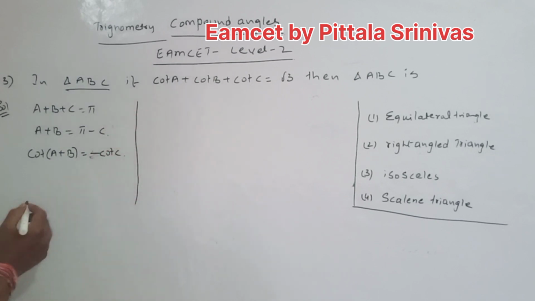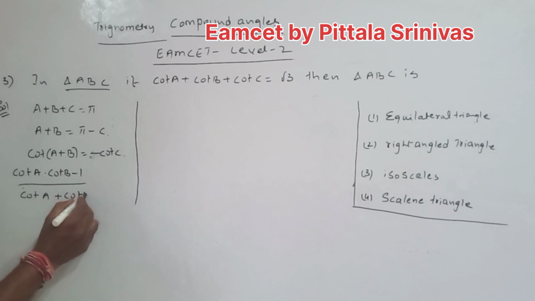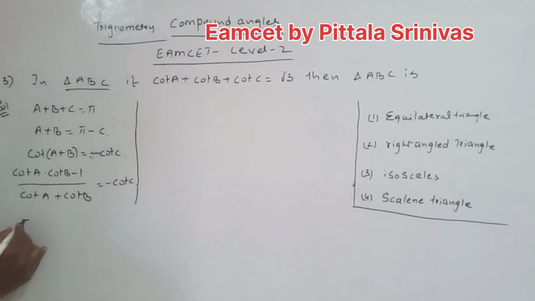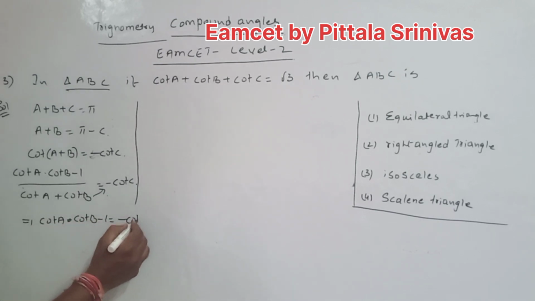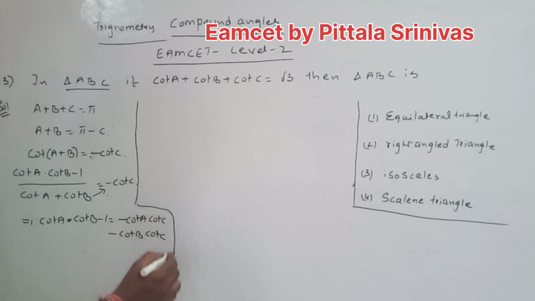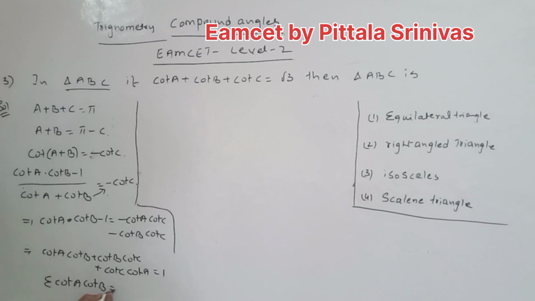So what can be written as (cot A cot B minus 1) by (cot A plus cot B) is equal to minus cot C. Then we have to write by cross multiplication, that is cot A cot B minus 1 is equal to minus cot A cot C minus cot B cot C. So you take this to this side, that is cot A cot B plus cot B cot C plus cot C cot A is equal to 1. Sigma cot A cot B is equal to 1.